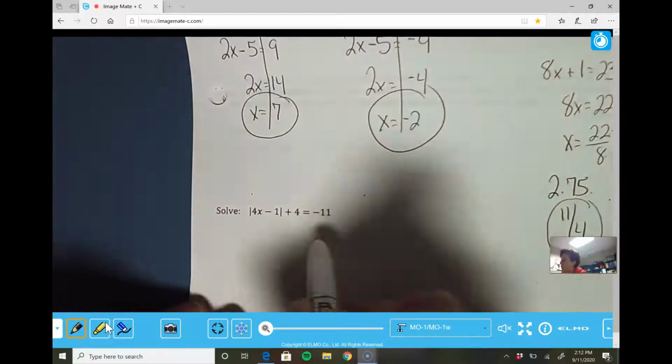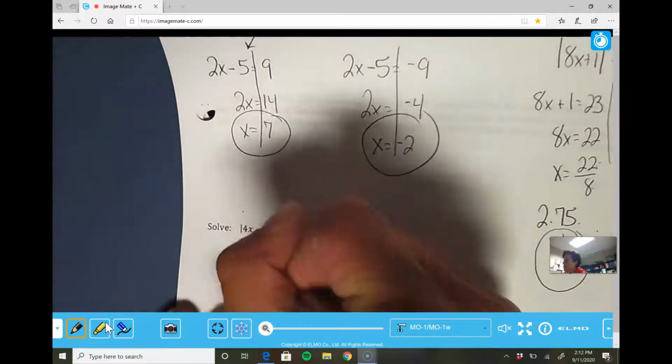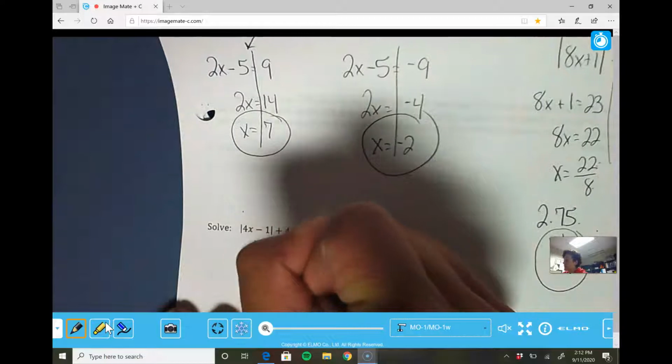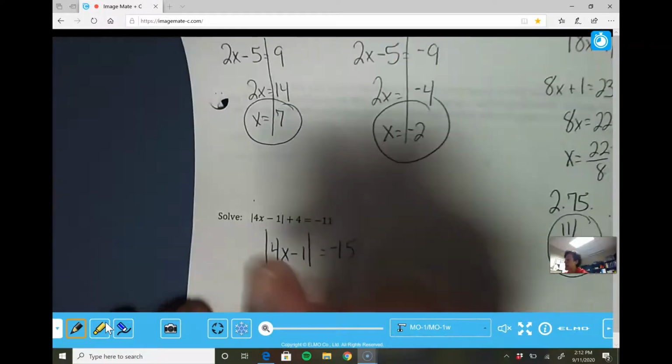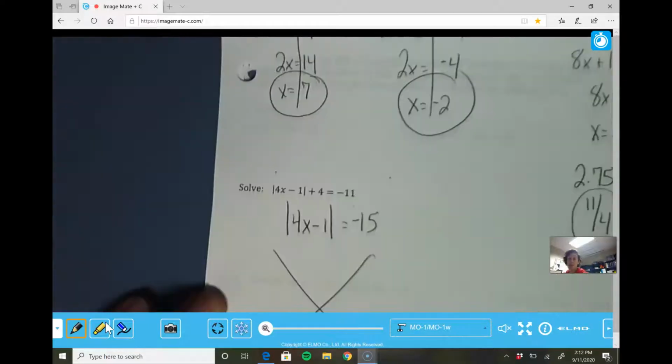I'm going to move that 4 over because I want this problem to look like this problem. So when I subtract the 4 over, I get negative 15. And at this point, I'm done. This problem has no solution.